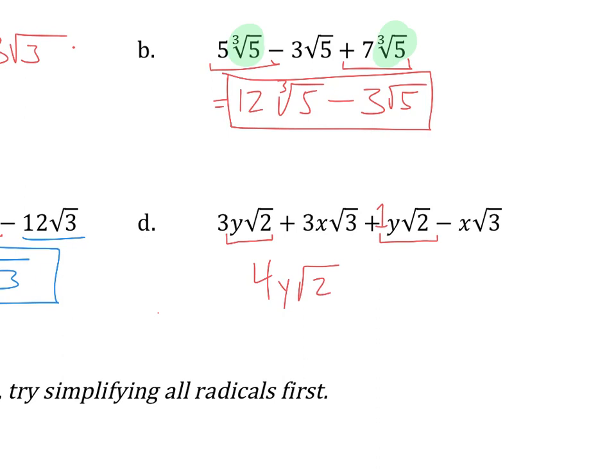How about square roots of 3? Well, we have 3x square root of 3, and then we have negative x square root of 3, and we got 1 of them there. The coefficient is 1. Remember that word, coefficient, is the number in front. Here the coefficient is 3. Here the coefficient is negative 1, and that is plus 2. Because 3 minus 1 is 2.